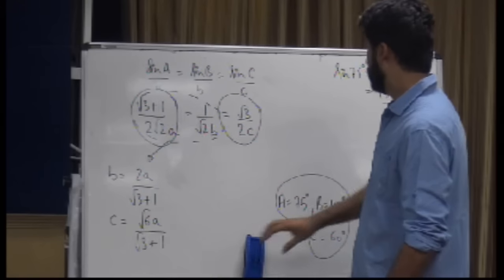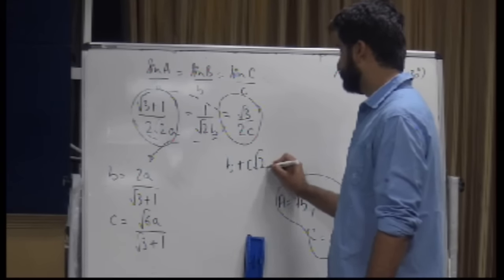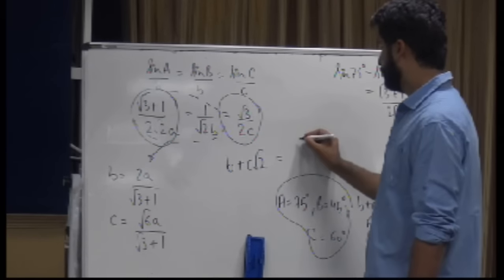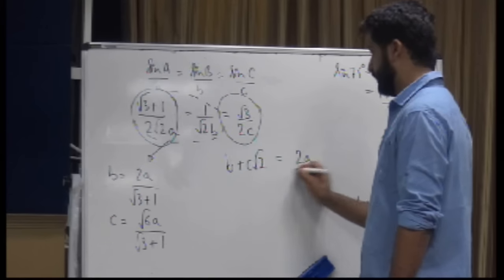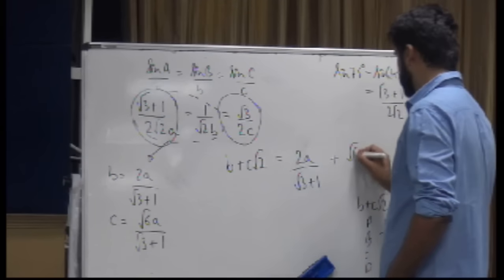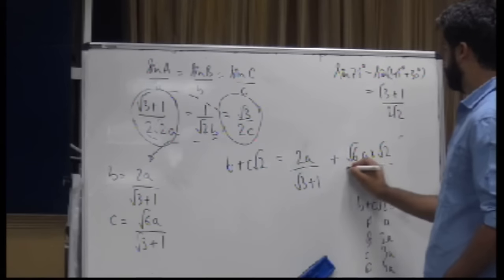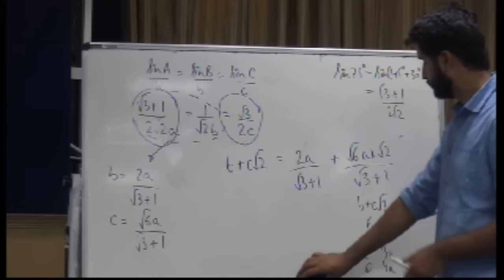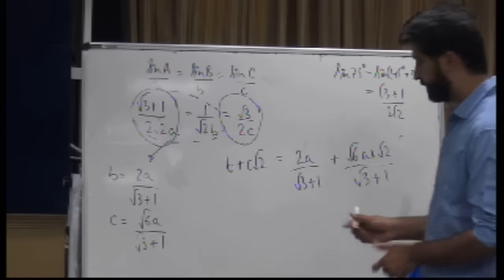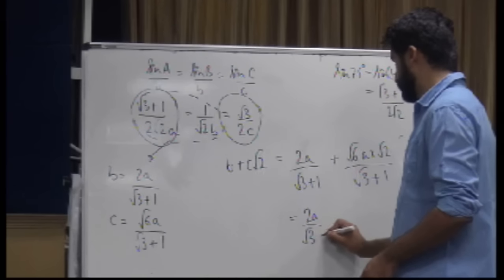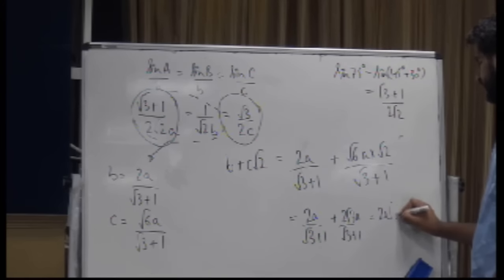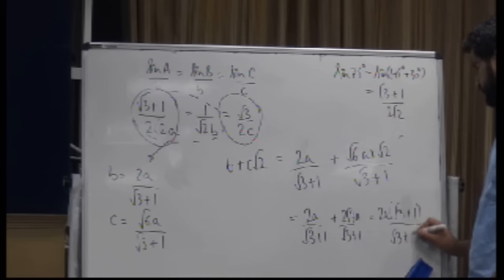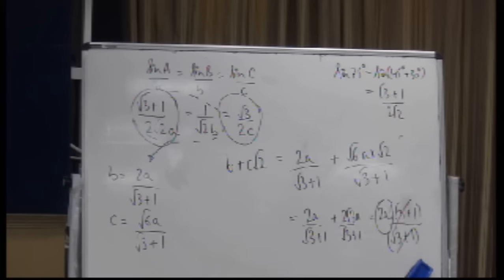Now you calculate the value of b plus c root 2, and this is equal to 2a upon root 3 plus 1 plus root 6a upon root 3 plus 1. So what is this term? 2 root 3. So 2a upon root 3 plus 1 plus 2 root 3a upon root 3 plus 1. You take 2a common, and you get the answer 2a. So B option is correct.